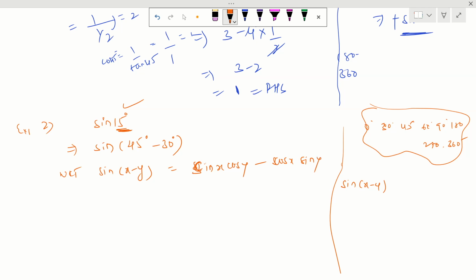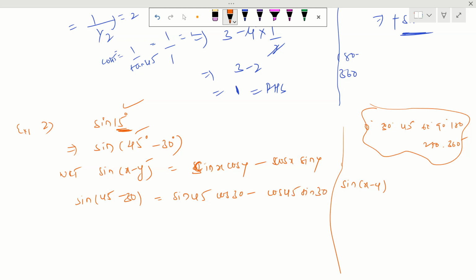Sine of x minus y is sine x cos y minus cos x sine y. This is the formula. Now you put these values in this formula. Here x is 45 degrees and y is 30 degrees.